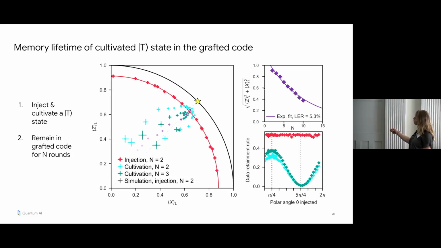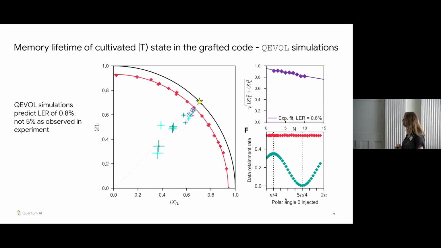Then we can run a memory experiment, where we inject a T state, cultivate it, graft it, and then remain in the grafted code for n rounds. We can fit to an exponential, and we see a logical error rate of 5% here for our distance 5 code. I'll discuss that in more detail in a second. Again, our post-selection rate is sinusoidal, as you would expect, maximized when we inject the T state. This does not match simulations very well for the noise model that we injected.